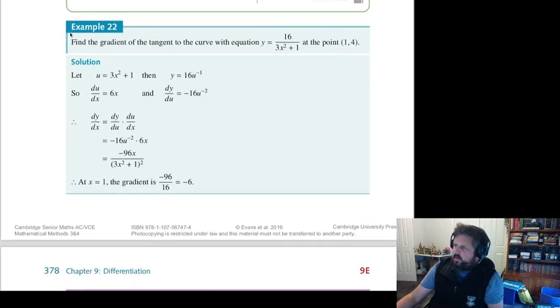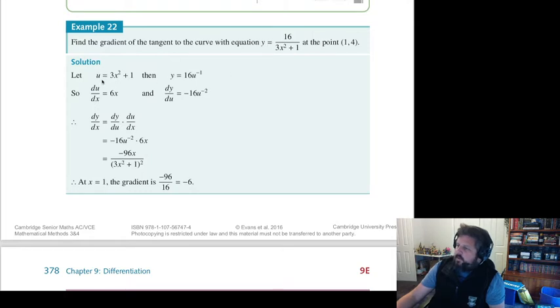Last one here, we've got example 22. It says find the gradient of the tangent to the curve with the equation that's listed here at the point 1,4. Again, what you do need to know is this is really the same as 16 multiplied by 3x squared plus 1 to the power of negative 1. So if you consider it in that notation, then the u part is obviously 3x squared plus 1. You are also left with y is equal to 16 u to the power of negative 1, as I've said.